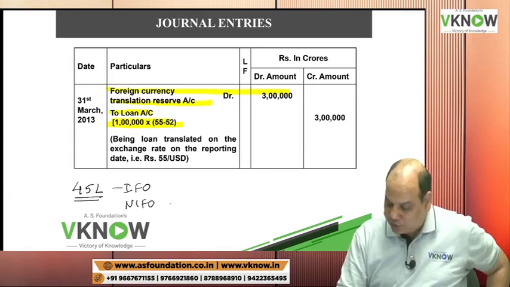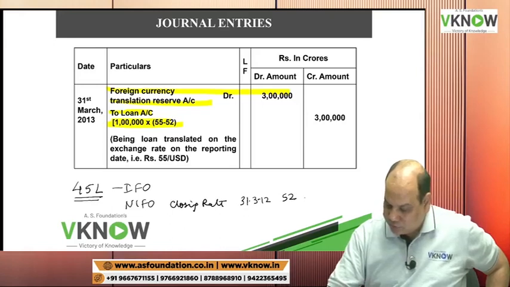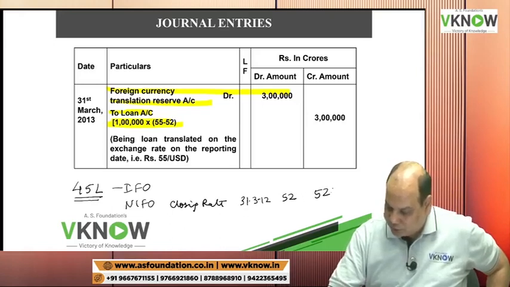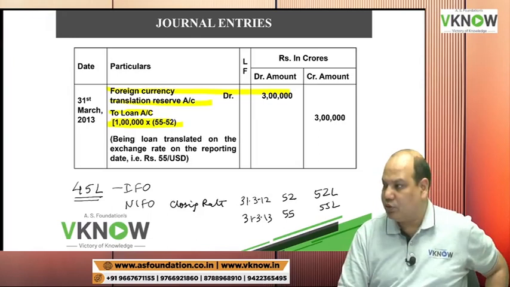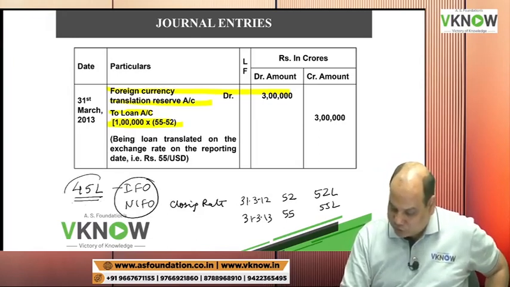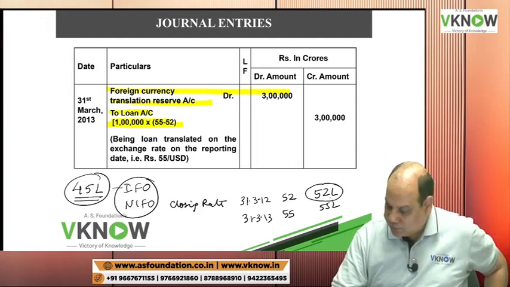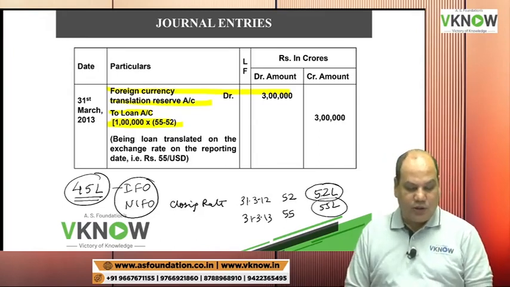So it will be valued at closing rate. Closing rate on 31st March 12 was 52, so it will be valued at 52 lakh or 52 million. Closing rate on 31st March 13 is 55. So therefore, as you change the classification, the value of the land will also start changing. That is what the standard says.